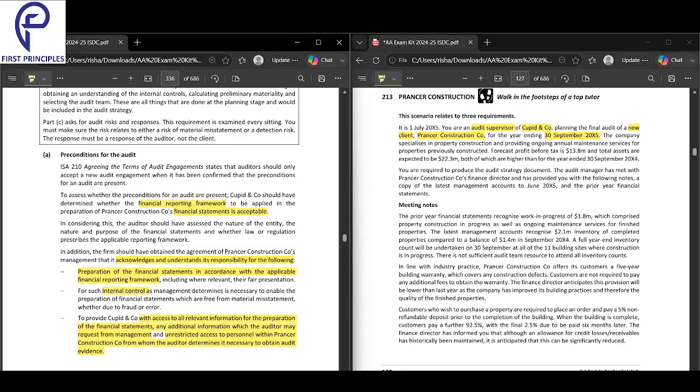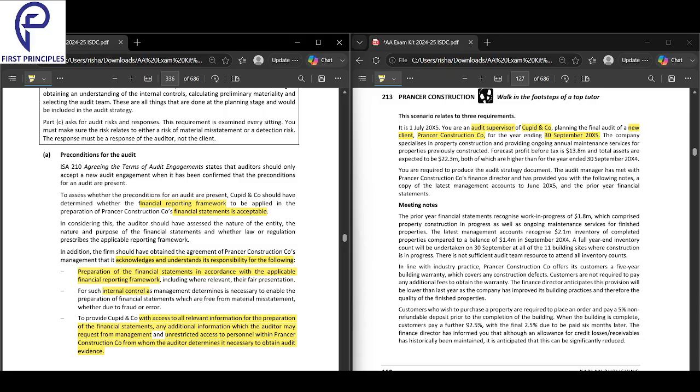There is an acceptable framework or not, first thing. Second, they have to ensure that they have prepared the financial statement using an acceptable framework, and that internal control has been established by the management in order to reduce the risk of material misstatement. And third, that the management will provide access to all the resources and will also provide access to personnel. Management will provide access to resources and personnel.